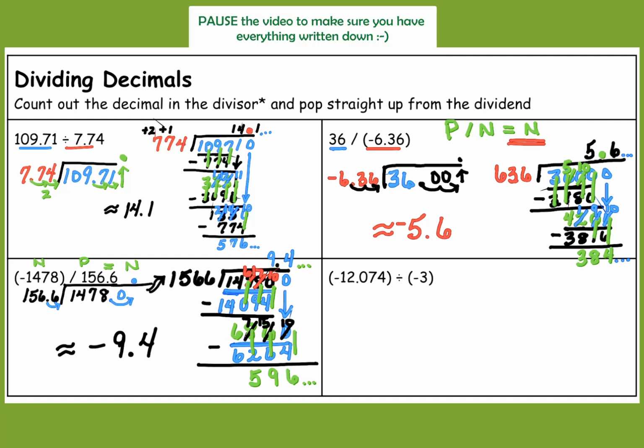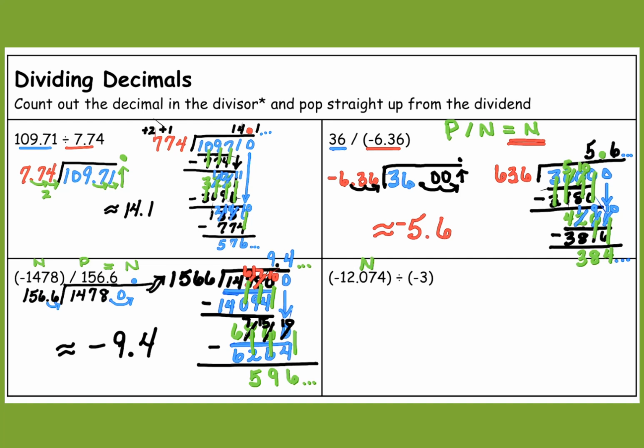Please pause the video to make sure you have everything that you need written down. Now in this next problem, we see that we have a negative divided by a negative. We know when the signs are the same, that is going to give us a positive answer, and those are the rules to our integers. We have negative 12 and 74 thousandths being divided by a negative 3. So we're just going to write 3 here. Now we can see with this 3 that we do not have a decimal to move, so that means we're just going to pop that decimal straight up in our dividend as well.